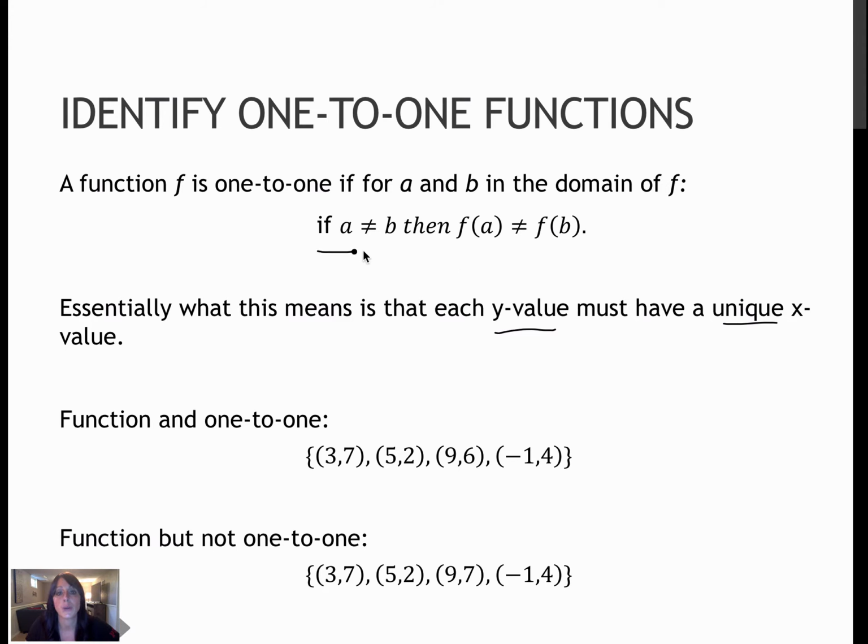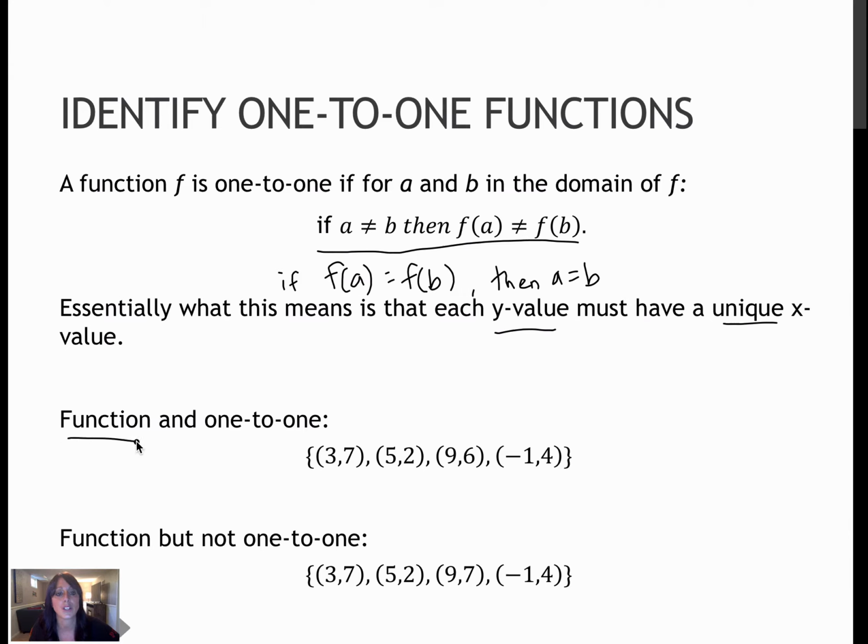So here's another way to write this. If a does not equal b, then f of a does not equal f of b. Or we could say if f of a equals f of b, which means if two y values are equal to each other, then those x values must also have been equal in order for it to be one-to-one. So let's look at these two relations.